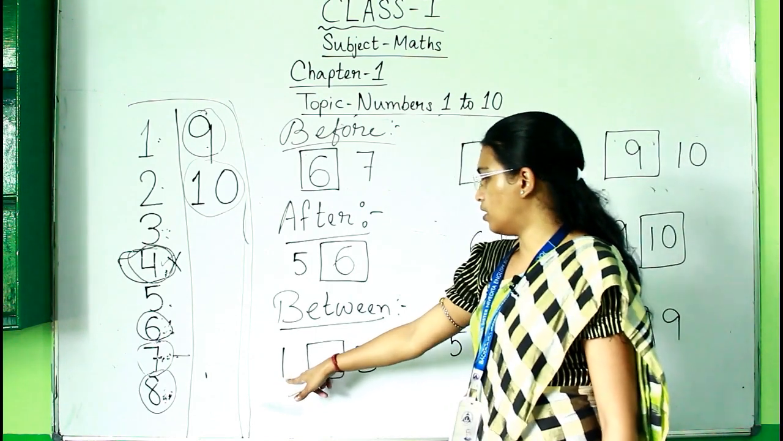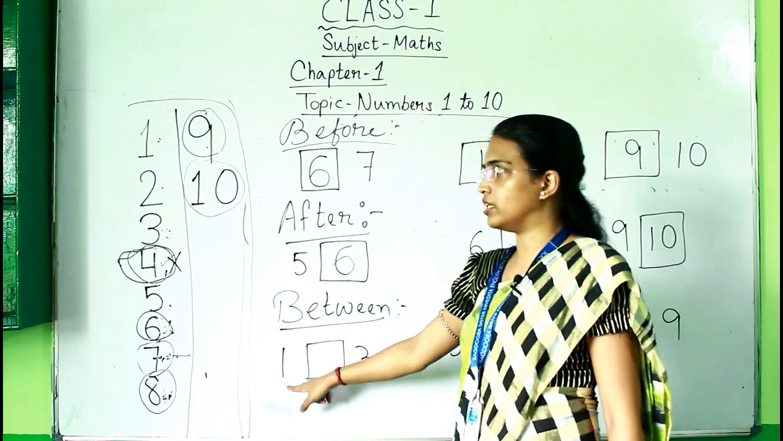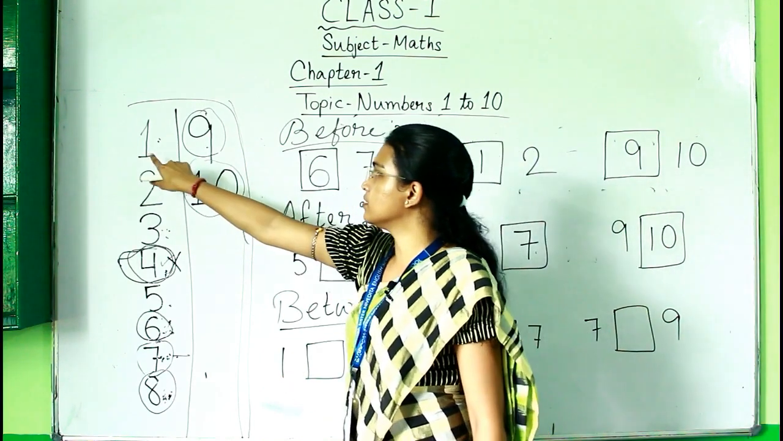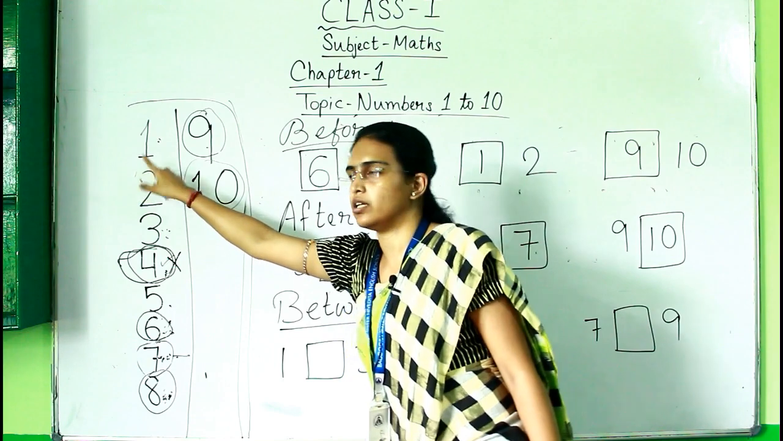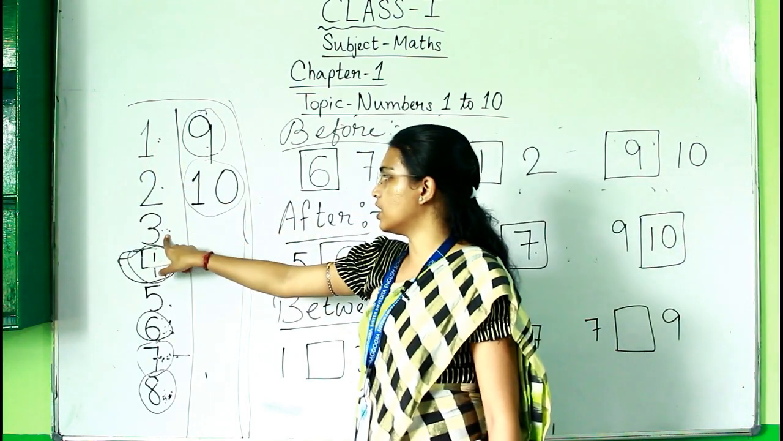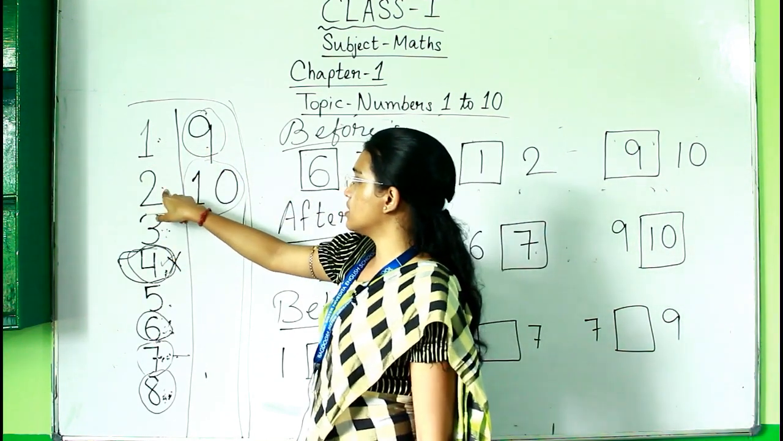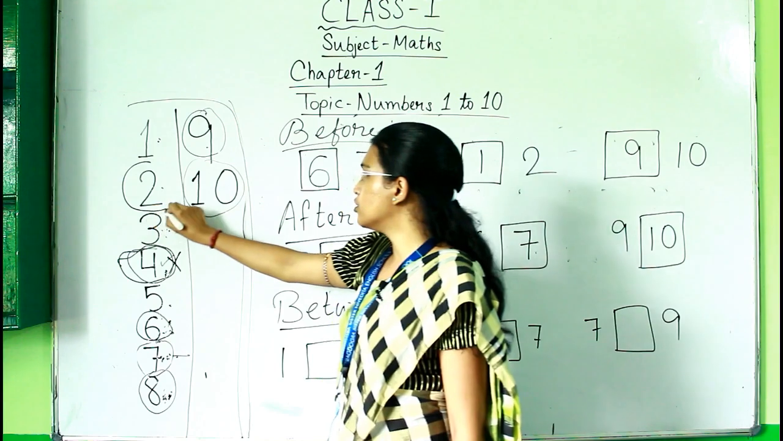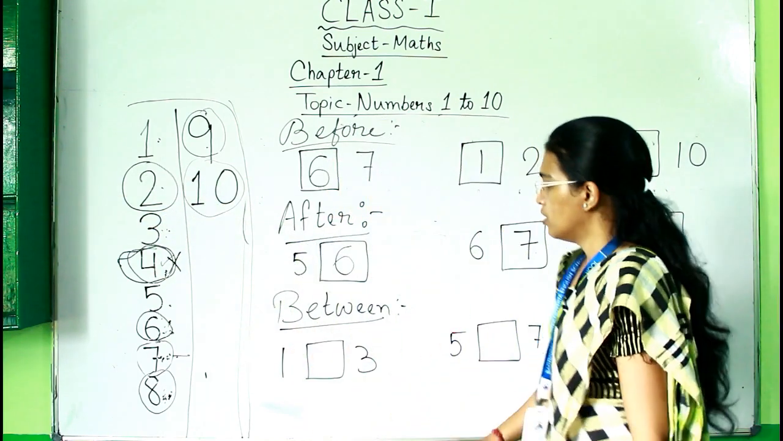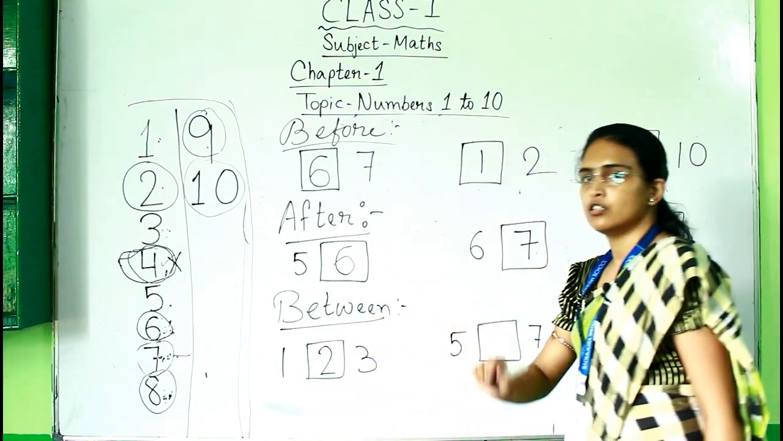Now which number is this? This is number 1. This one is number 1. And this one is number 3. It is here. So in between 1 and 3, which number is there? Number 2. So you have to write 2 in between 1 and 3.